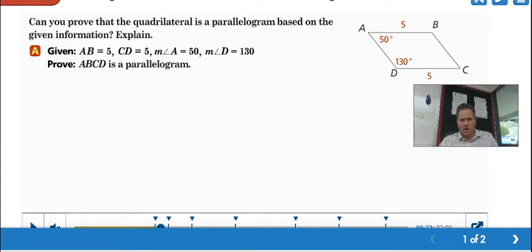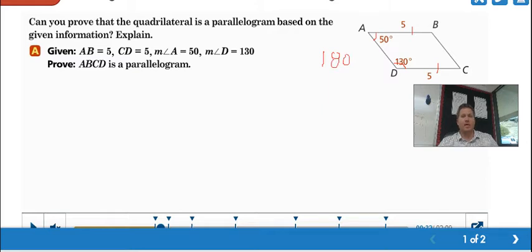Alright, so we are looking at this right now, and the first thing that we notice is that they both have a 5 right there. So both of these sides are congruent. Well, I don't know if these two sides are congruent, so I can't use that method. But I do see that this angle right here is 50 degrees, and this one right here is 130 degrees. And when I add those up together, I'm going to get 180 degrees.